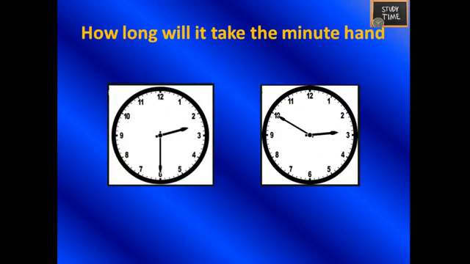How long will it take the minute hand to move from the first clock to the second clock? In the first clock, the time is 2:30. In the second clock, the time is 2:50. So 2:50 minus 2:30 is 20 minutes. So it takes 20 minutes to move from 2:30 to 2:50.